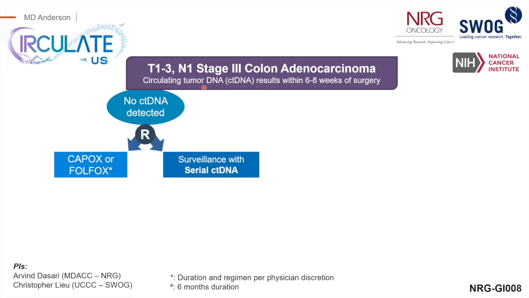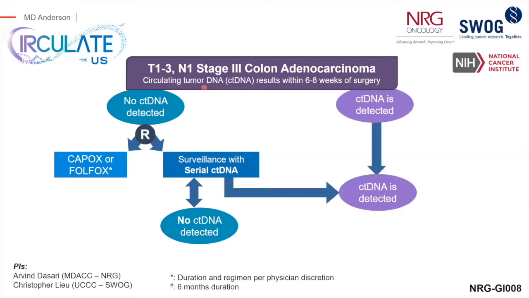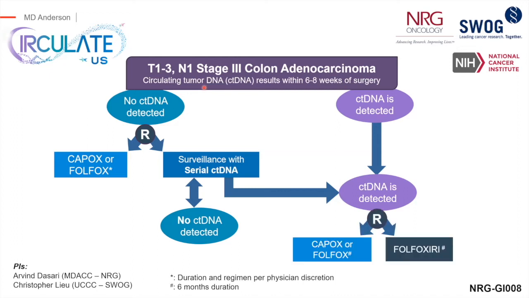So maybe what we need is just serial ctDNA, right? As long as you remain ctDNA negative, there's no need for adjuvant therapy. In that setting, we are probably over treating the majority of those patients. But if at any point during that ctDNA is detected, either initially or during surveillance, then those patients would go on to get treated. Now, there's a second question about, could we escalate? Can we do something a little more intense to improve outcomes in those patients?